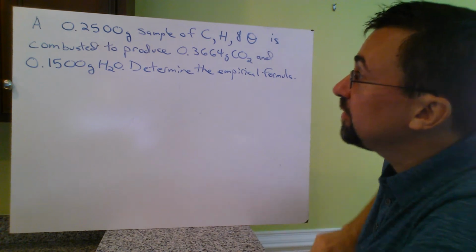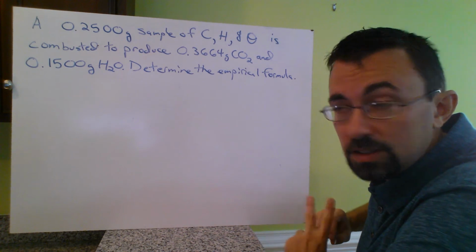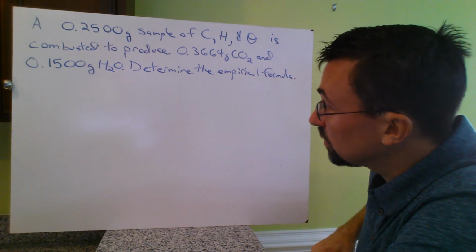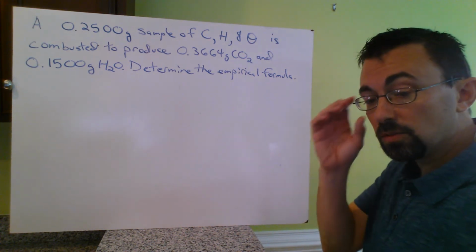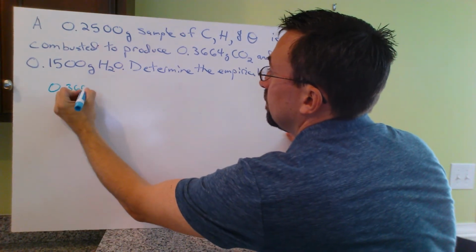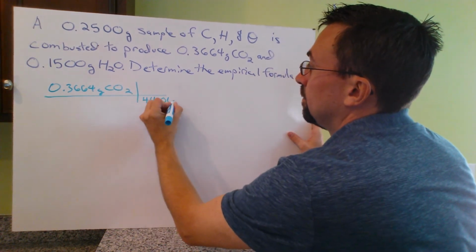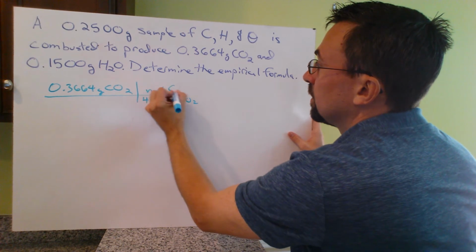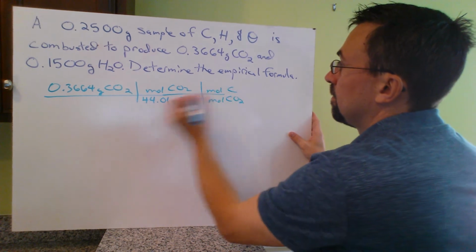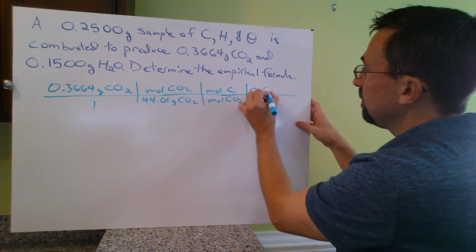Alright, so a 0.2500 gram sample of a chemical made of carbon, hydrogen, and oxygen is burned to produce 0.3364 grams of CO2 and 0.1500 grams of water. Determine the empirical formula. So, really, the beginning of this problem is identical to what we just did. Take our numbers, convert it to moles, convert that to carbon, and we have to go one step further this time and convert it to grams, which is not bad.